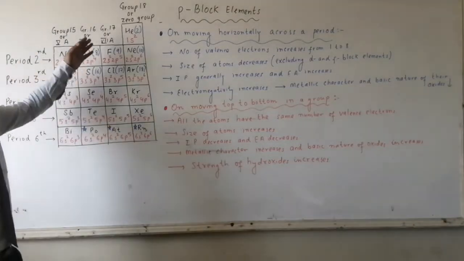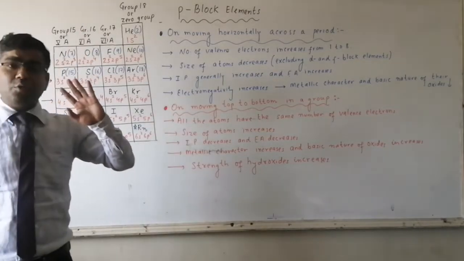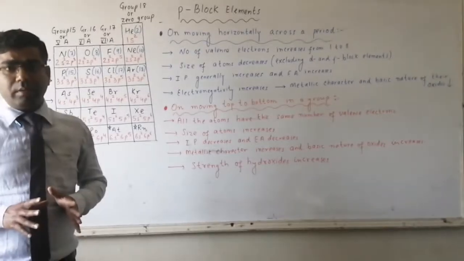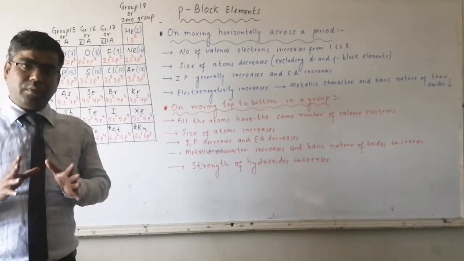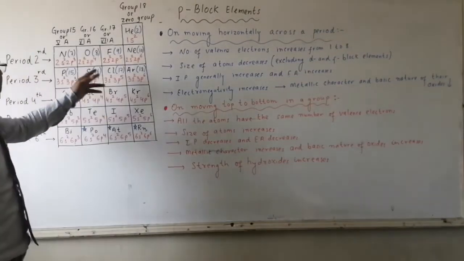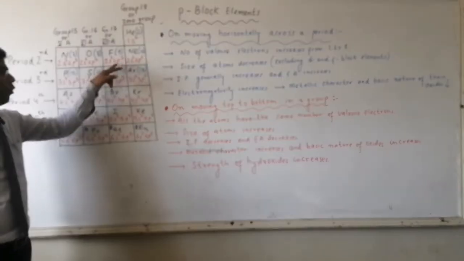Then we have group number 17 or 7A. The general configuration will be ns2 np5. There will be 7 electrons in total, 5 in p, 2 in s. As fluorine is a member of period number second, so its valence shell will be your second. So configuration will be 2s2 2p5.